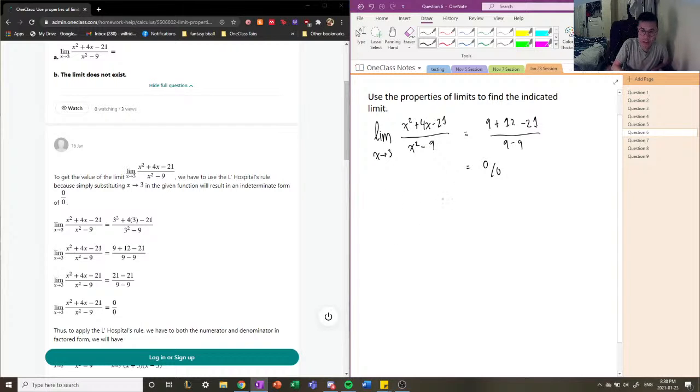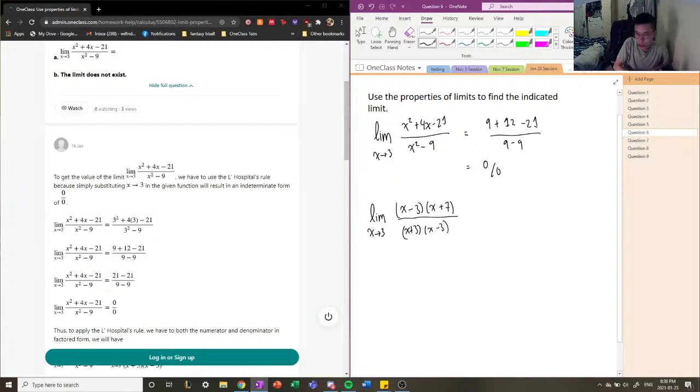Okay, so since it gives us an indeterminate form, we have to simplify our expression first. So let's write out our limit again. And the thing I'm going to do is factor the top and the bottom. By factoring the top, I find that this is x minus 3 times x plus 7. And the bottom, if I factor it, I see there's a difference of squares here, so it's just x plus 3 times x minus 3.